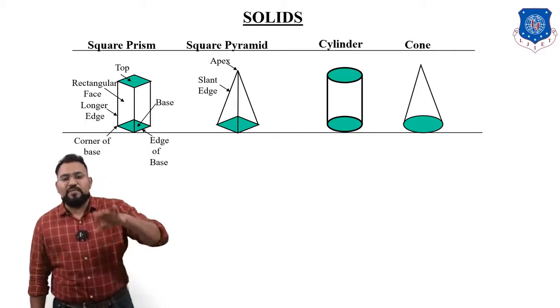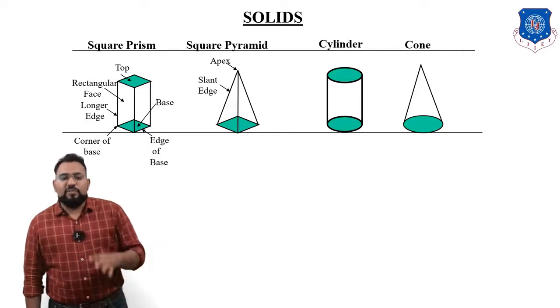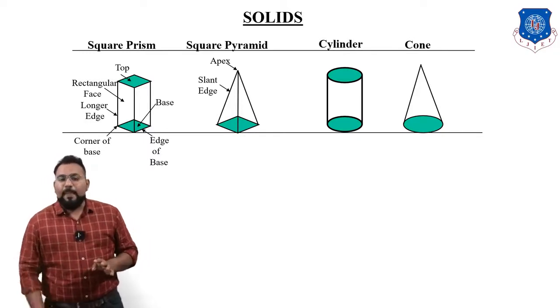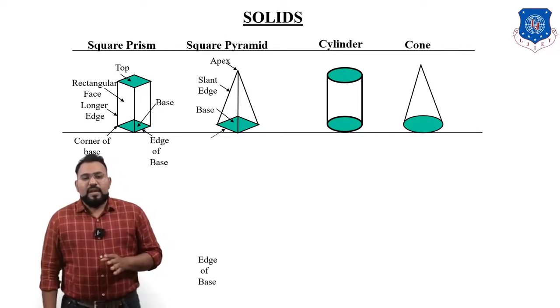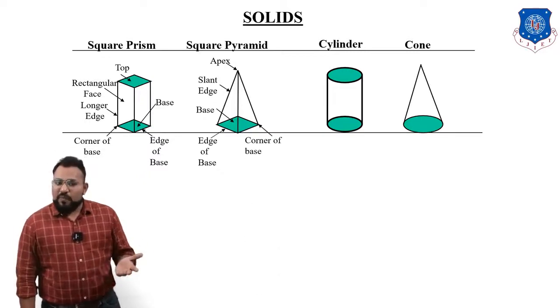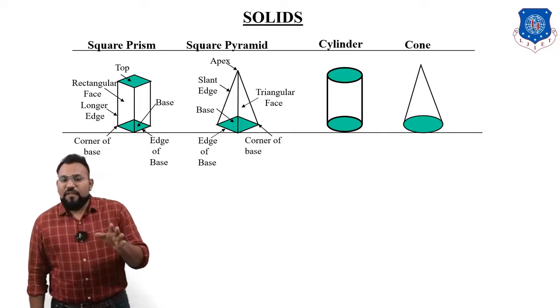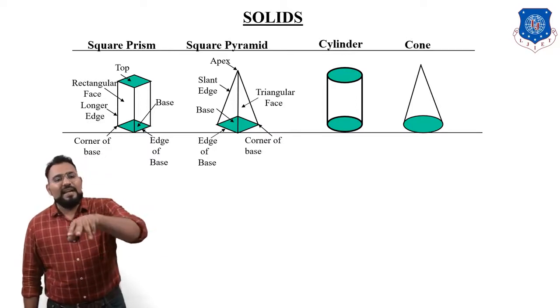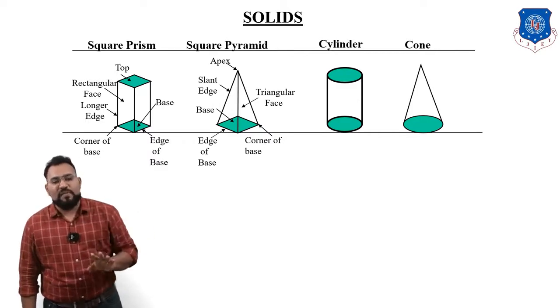So if it is a square pyramid, how many slant edges will there be? It has 4 corner points, so it will have 4 slant edges. Now this is known as the base, that you already know. This is the edge of the base, and this is the corner of the base. Now, which kind of face will it have? Yes, it will have a triangular face. You can see that the square pyramid has triangular faces.